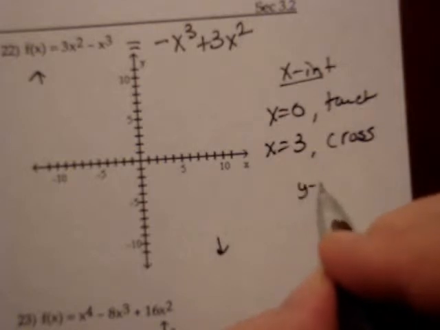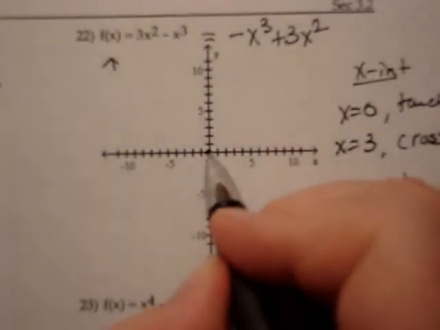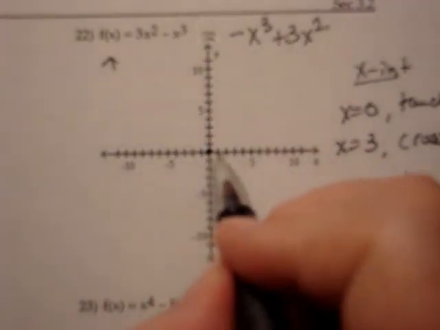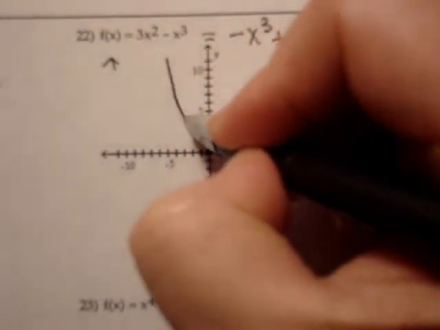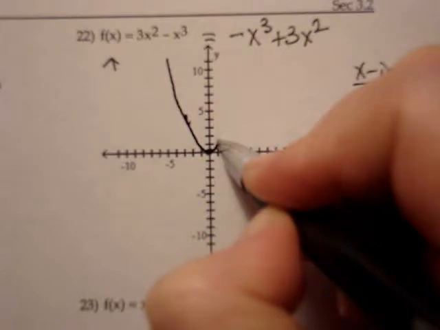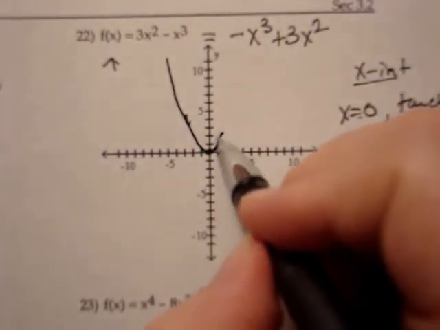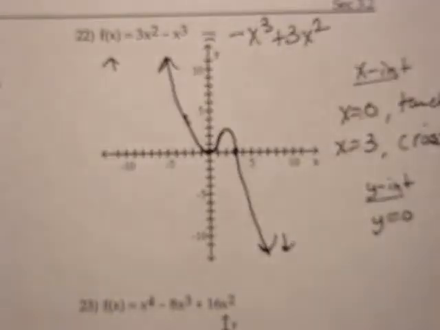When we get our y-intercept, again, the y-intercept is 0. So let's plot the points we've got. 0, 0, and 1, 2, 3, x equals 3 is an x-intercept. I'm coming down from the left, and at 0 I just touch it, turn around and go back. But now I have to turn around to get back to 3, and I cross it, and then I continue downward. And that is 22.